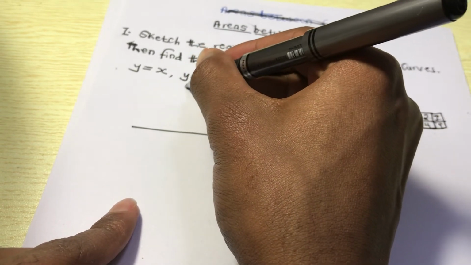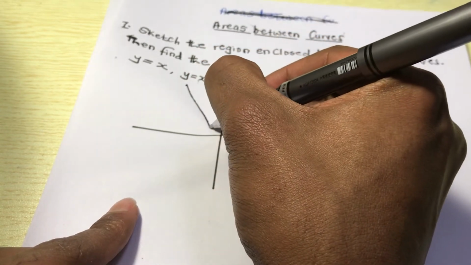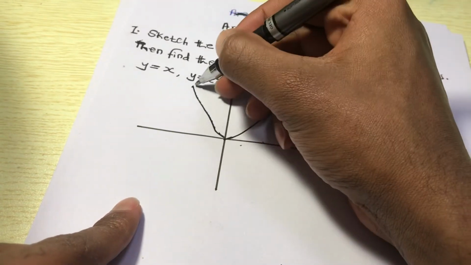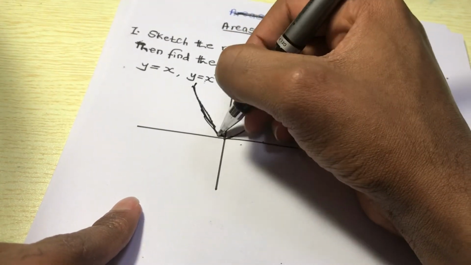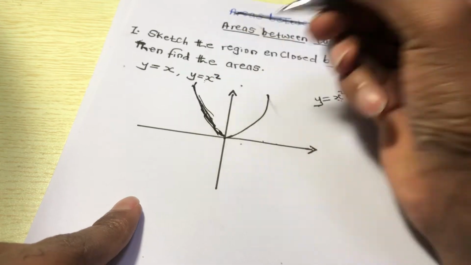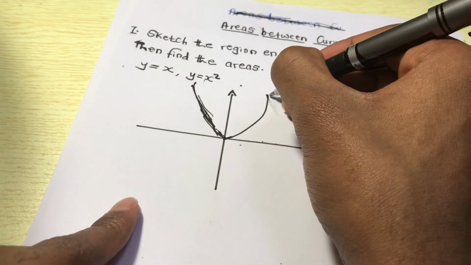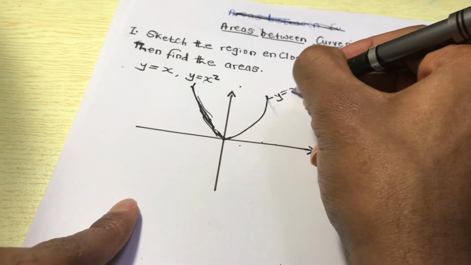Then if you need to complete, you can complete from the other side also. This one doesn't look accurate, it's a sketch, but you can know the concept. So this one is y is equal to x squared.